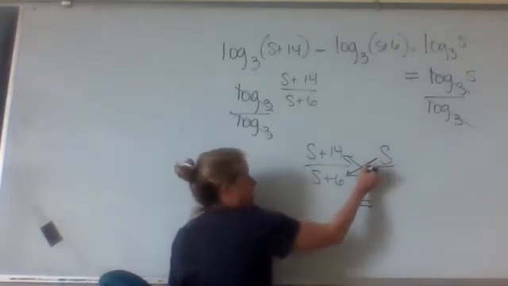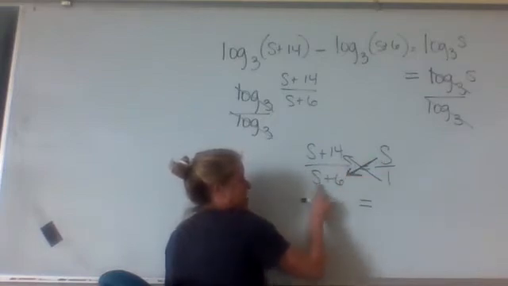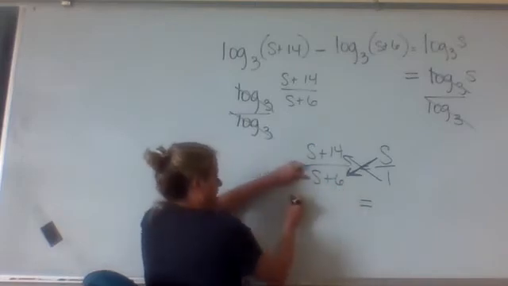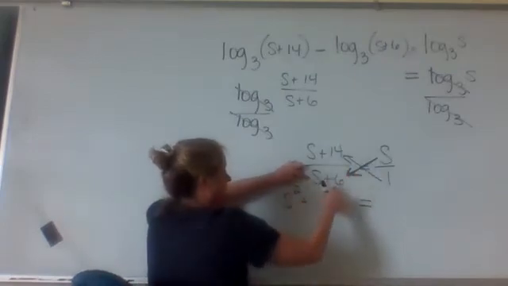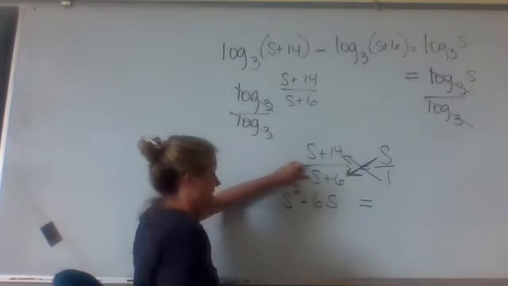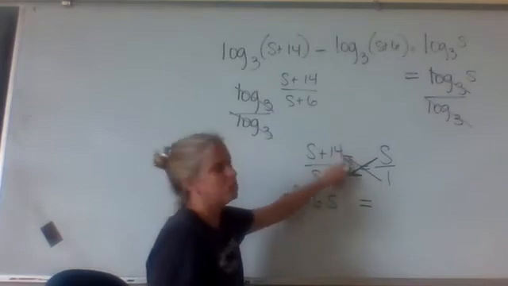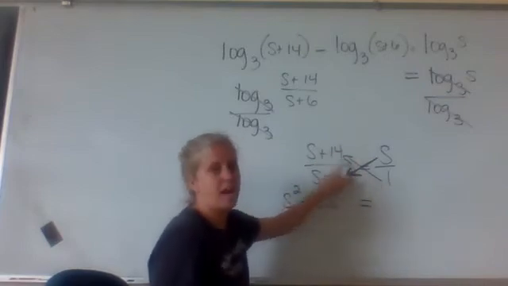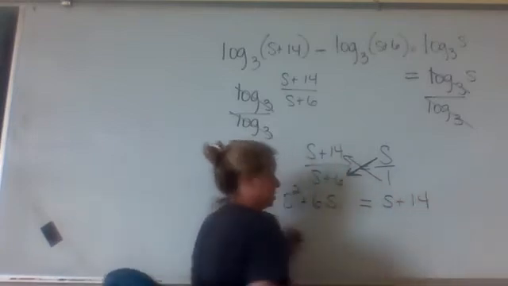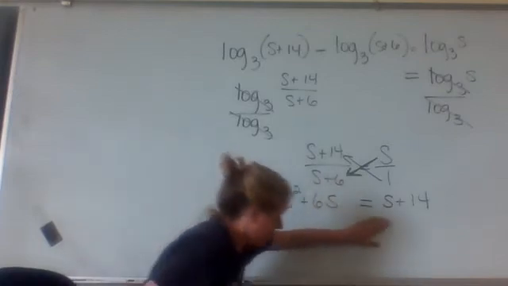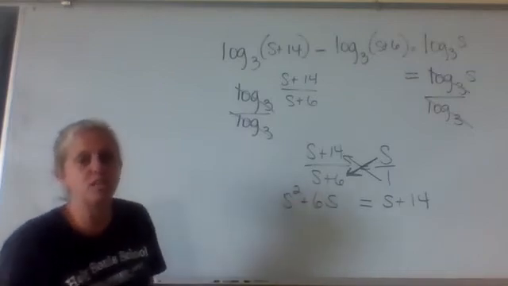So on this one, it doesn't matter which way you go first. If I go this way first, I'm multiplying the s times both of these. So s times s gives me s squared plus s times 6 gives me 6s. So there's one diagonal. That's going to be equal to the other diagonal. So if I multiply these times 1, it's just going to stay s plus 14. So again, now I don't have fractions, but I do have the squared, which means it is going to be quad.